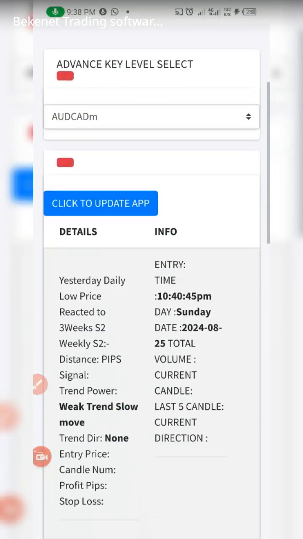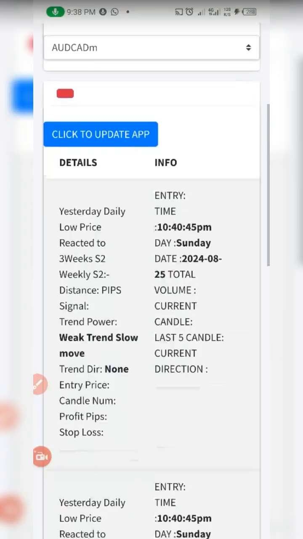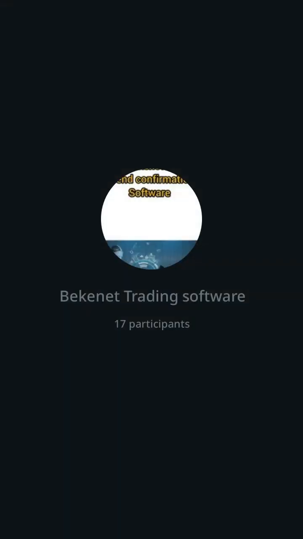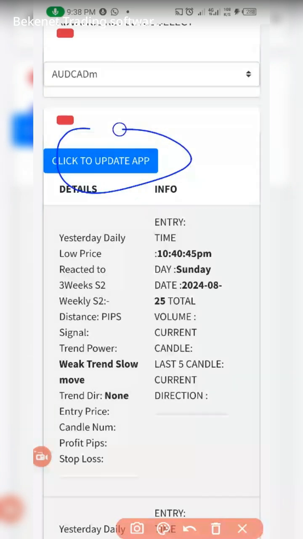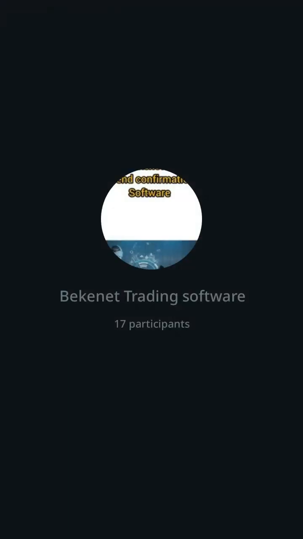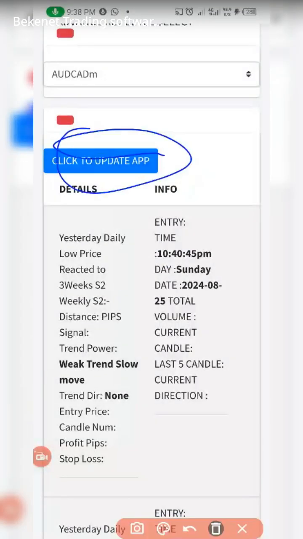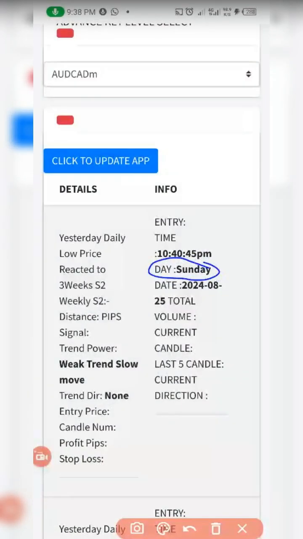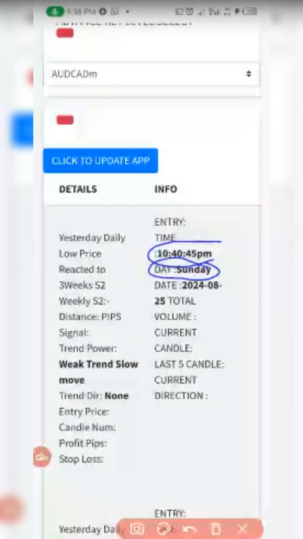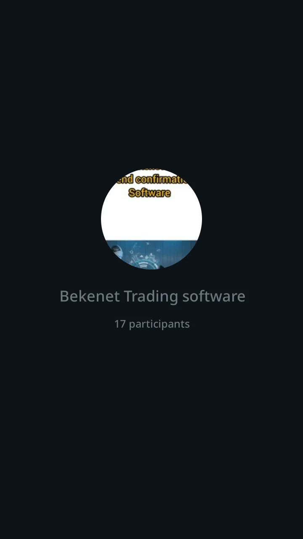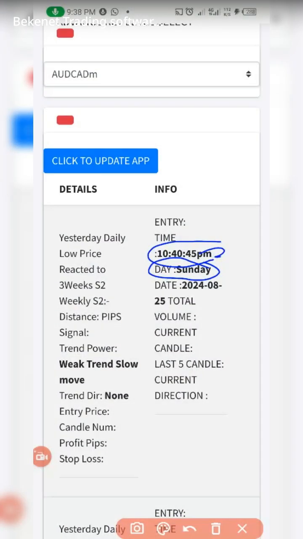Now, before I continue, Isaac, this is what you're saying. Once you see "update this app", there's a reason why we added this thing. Sometimes your app will not be synchronizing with the server. As you can see, my app is synchronizing with the server. It's telling me today is Sunday. And the app is always 1 hour ahead of our Nigerian time. Sorry. So if you're using the app, always make sure the time is ahead.